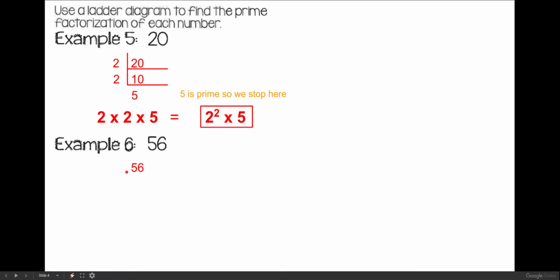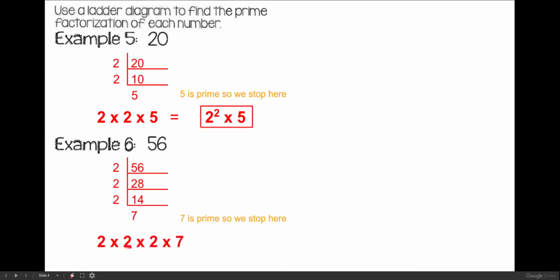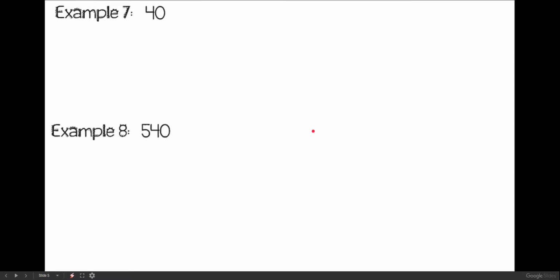But 56, let's try that again. I'm going to take out a 2, which leaves me with 28. And I could divide that by 2, which leaves me with 14. I can divide this by 2, which leaves me with 7. And 7 is prime, so I'm going to stop there. So now I have 2 times 2 times 2 times 7. And that can be simplified to 2 to the 3rd power times 7. So, kind of nice, kind of clean, but I don't always like it, and you'll see why shortly.